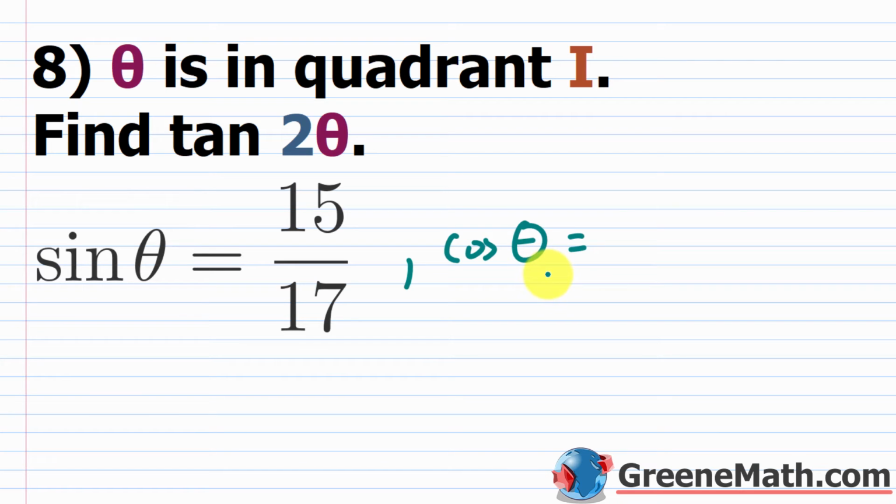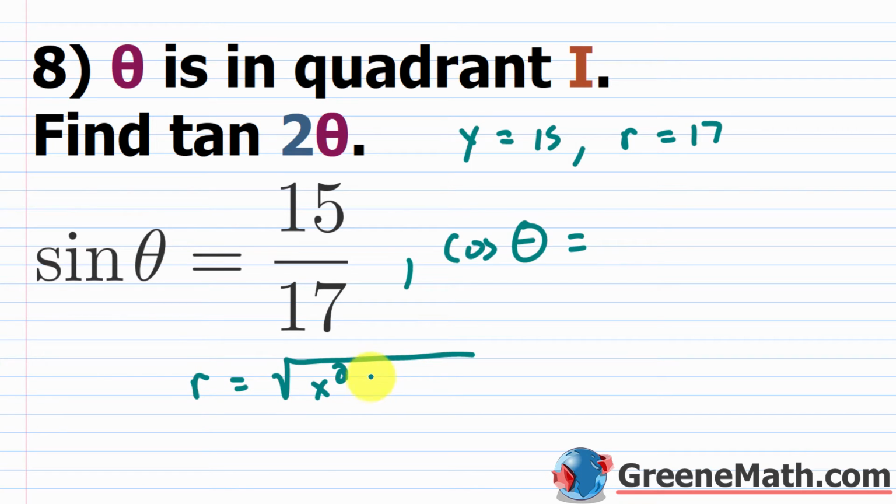So I would notice that this is going to be an 8, 15, 17 right triangle, right? I'm in quadrant 1. And again, if you don't know that, you can think about sine of theta as y over r, right? So my y value is going to be 15, and my r value is going to be 17, okay? So you could just plug in to r is equal to the square root of x squared plus y squared. Now I know that y is 15, so this would be 225 here. And this would be 17 here. You've got to get rid of the square root. So what I would do is square both sides.